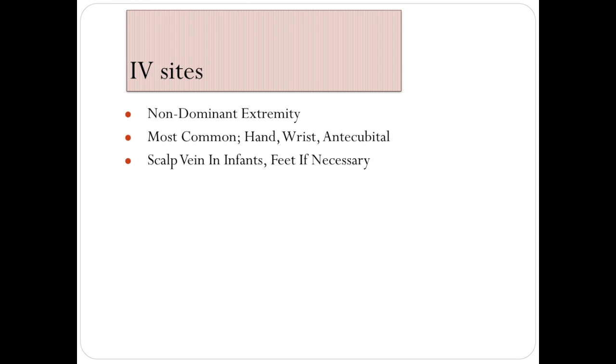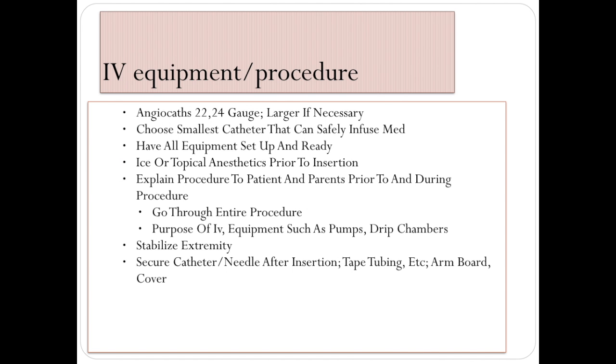So when you think about the IV sites, we want to use their non-dominant extremity as much as possible. The most common areas that we're going to see used are the hand, the wrist, and the antecubital areas, similar to adults. However, in infants, we may also use their feet or their scalp. And it's very odd for you to see an infant who has an IV in the scalp for the first time. We use angiocaths and a 22 or a 24 gauge.